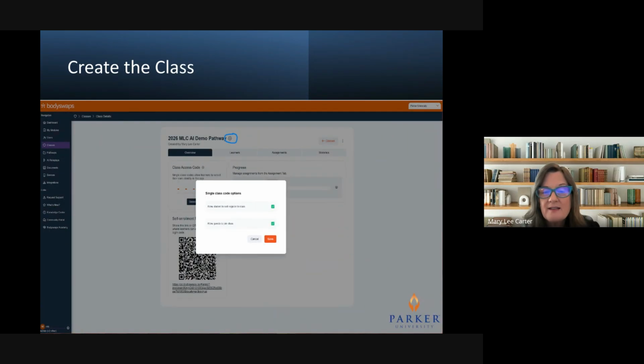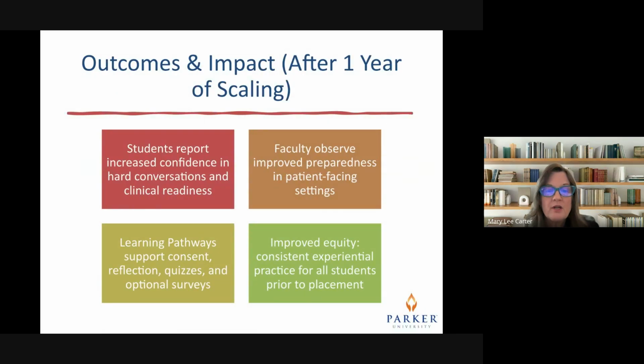Then I'll create the class. And what I like to do is I pre-enroll my students. I used to have them self-enroll, but I pre-enroll them, making sure that I've checked that they have that option. And I use the QR code for all of the students to scan, but I can also give them the class code.